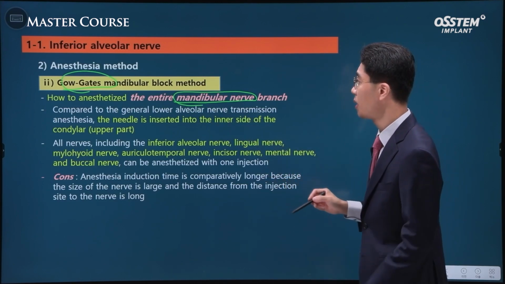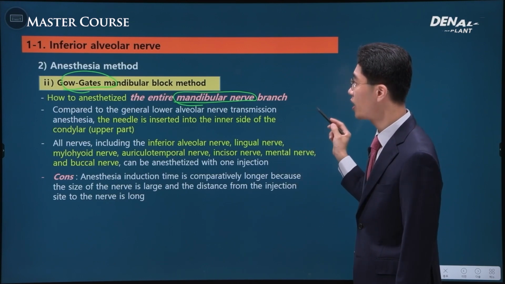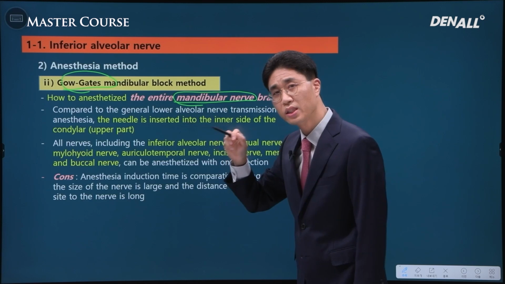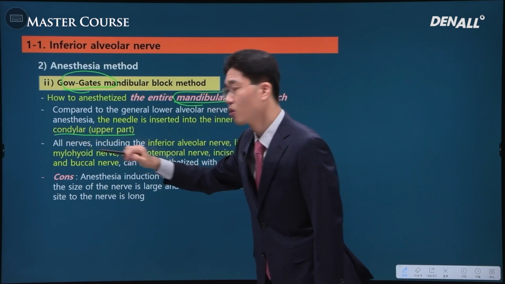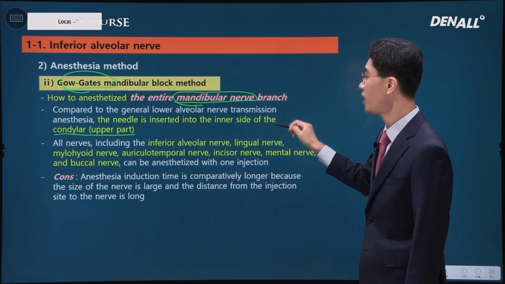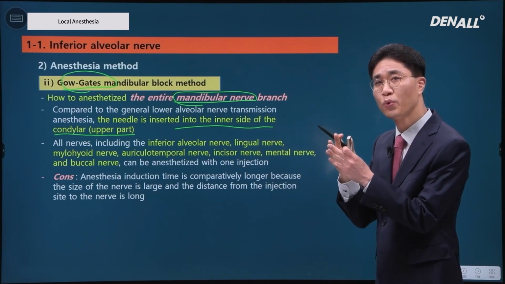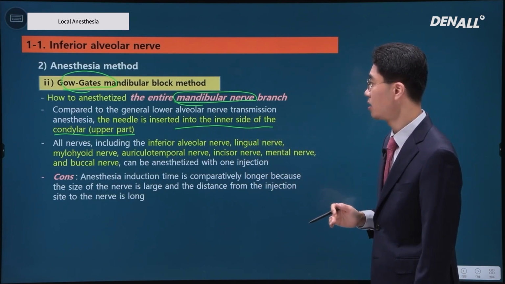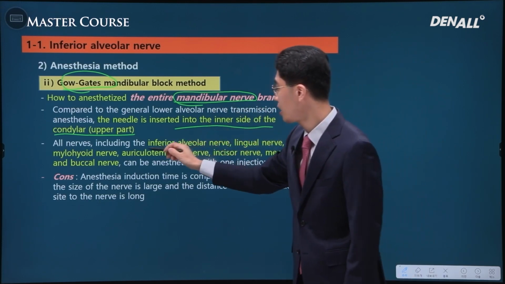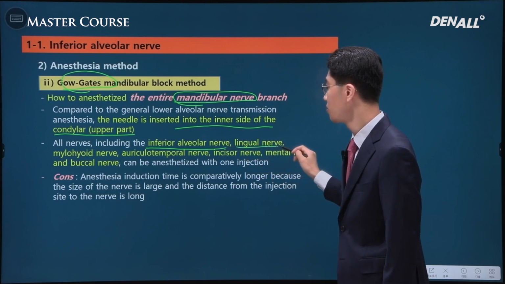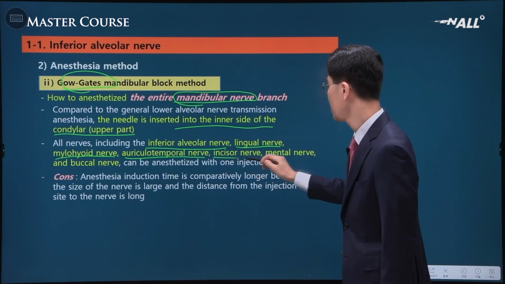There's going to be an image later, but the needle is going to be inserted on the neck of the condylar area, the neck of the condylar process. The needle is inserted into the inner side of the condyle. All the nerves, including the inferior alveolar nerve, lingual nerve, mylohyoid nerve, auriculotemporal nerve, incisive nerve, and mental nerve, as well as the buccal nerve, can be anesthetized.